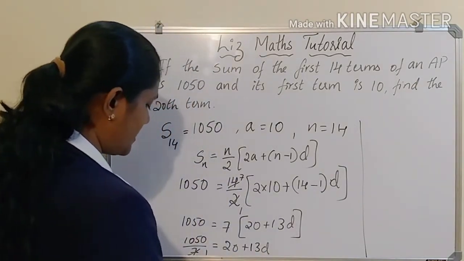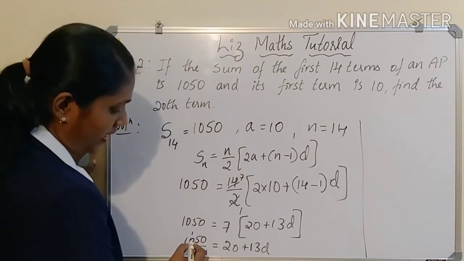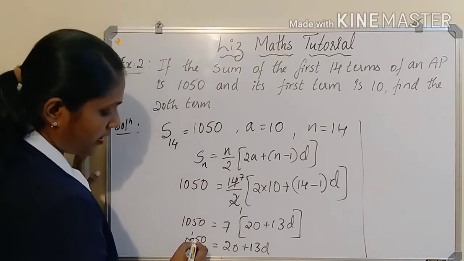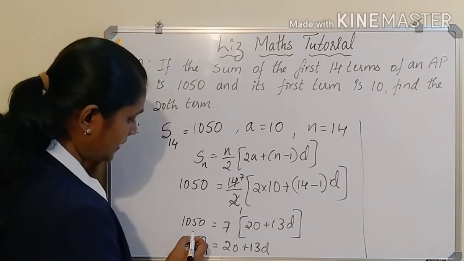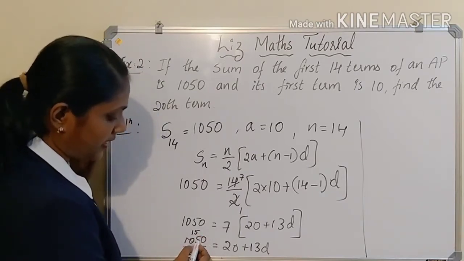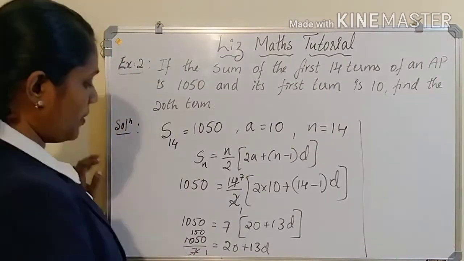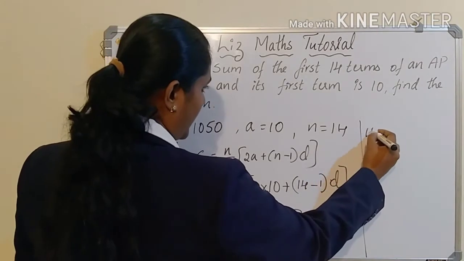7 1s are 7, how much are? 7 1s are 7 and 3 is remaining. Here 35. 7 how much are? 7 5s are 35 and here this 0. So you'll get 150. 150 here remaining.